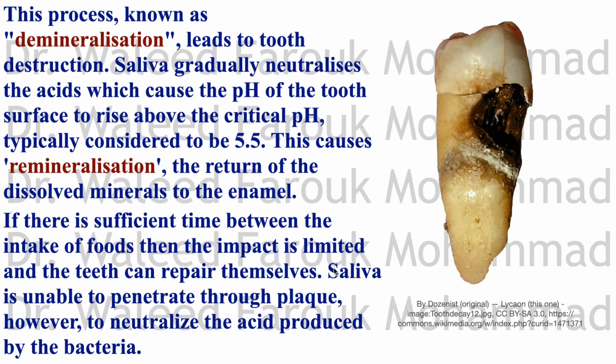Now, what compensates for this? The saliva. The saliva returns the pH of the oral cavity to around 5.5, so it's somewhat alkaline, to neutralize the action, and remineralization begins in the tooth. I mean, the teeth retain their calcium and phosphorus. Saliva, of course, is unable to penetrate through plaque, but it's able to neutralize the acid produced by the bacteria.